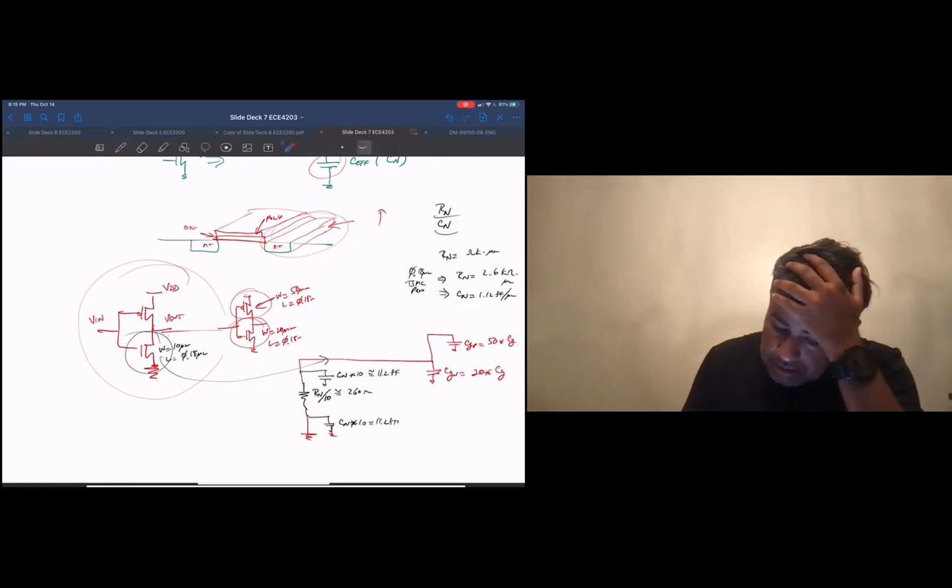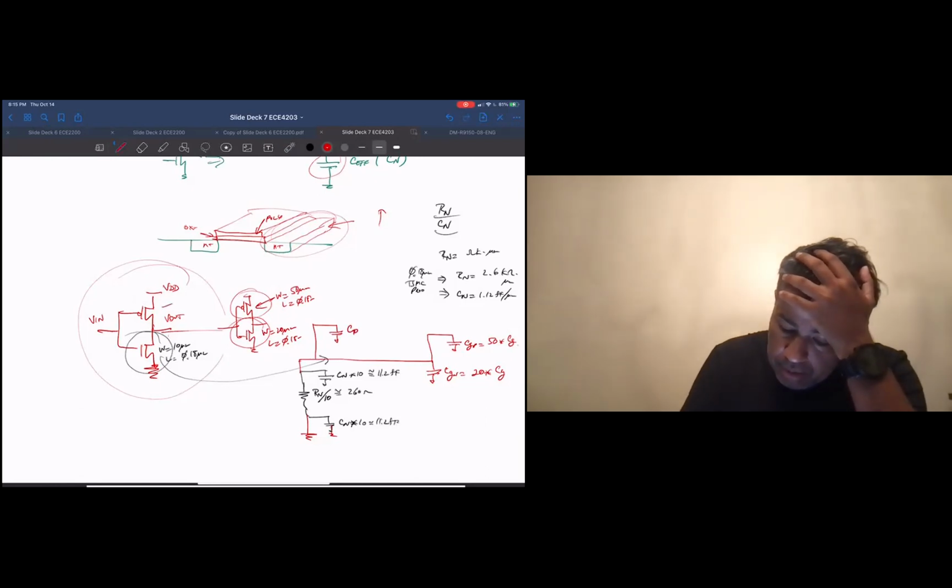This PMOS is off, so its resistance doesn't come into it. But notice the drain is still hooked up to this node, whether the PMOS is on or not. So I also have to include the drain of the PMOS, which I'll probably design to be 25 microns wide. So this C sub P is going to be times 25 for the capacitance.